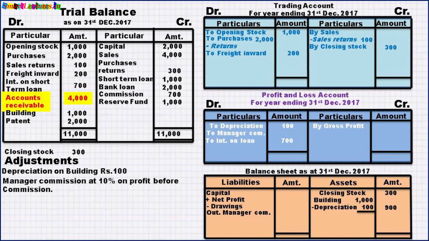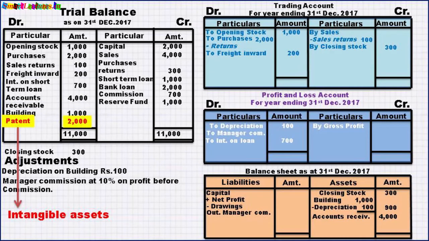Accounts receivable, this is an asset. Accounts receivable means the total of debtors and bills receivables, so it will go to the balance sheet asset side. And one thing more, this is a current asset. And then building 1000, it will go to the asset side of the balance sheet. Patents, it is an intangible asset, will go to the asset side of the balance sheet.